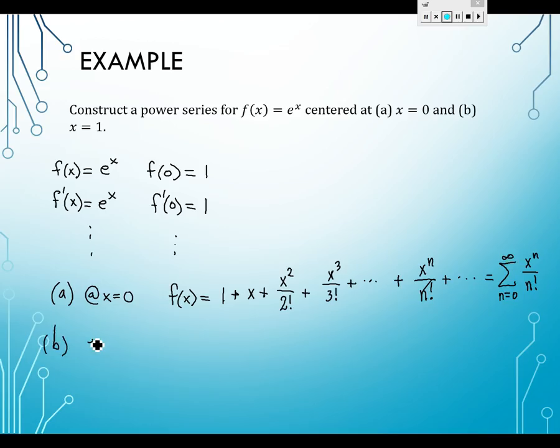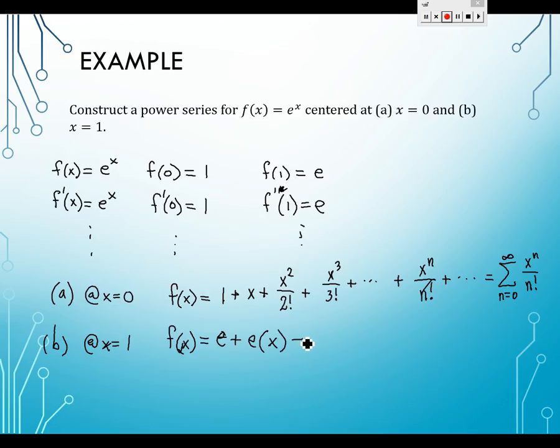All right, that centered at x equals, what are we doing? 1? I need to evaluate these things at 1. So what did we get? e. Oops, that's just a 1 prime here. It's e though, right? It's all e, right? So what do we get? e plus e times x plus e over 2 factorial times x to the 2nd, right, etc.